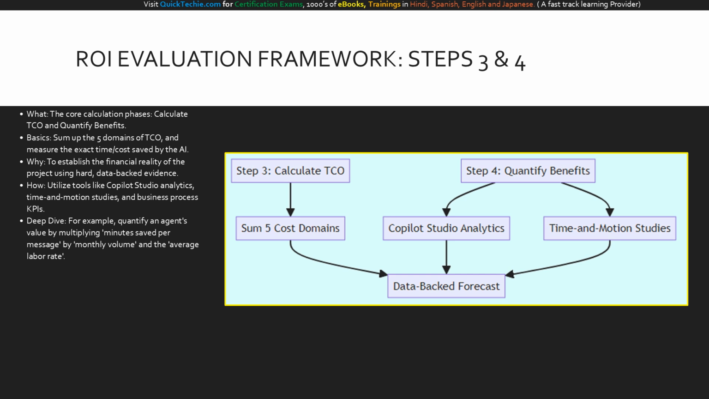The most important part of this flowchart is the bottom node. Both the complete cost calculations and the empirical benefit measurements flow downwards, combining to form the data-backed forecast. This visual makes it incredibly clear that a true forecast is not a guess. It is the calculated intersection of comprehensive life cycle costs and strictly measured operational savings.